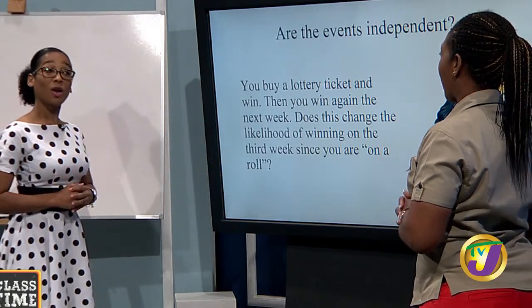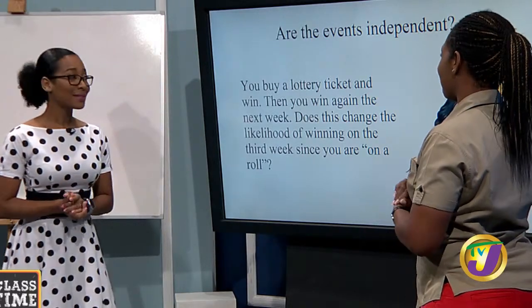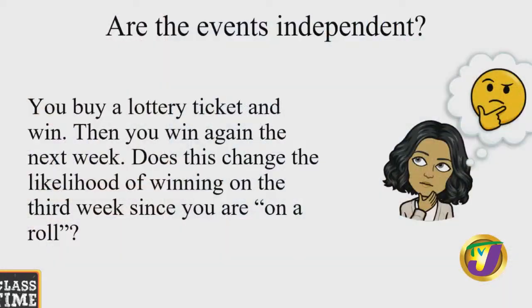So you buy a lottery ticket and you win. That's a good thing right there. Then you win again the next week. You know you're telling lies now. Does this change the likelihood of winning on the third week, since you are on a roll? So you're on a roll of winning. Boy, I'm in a lucky streak.